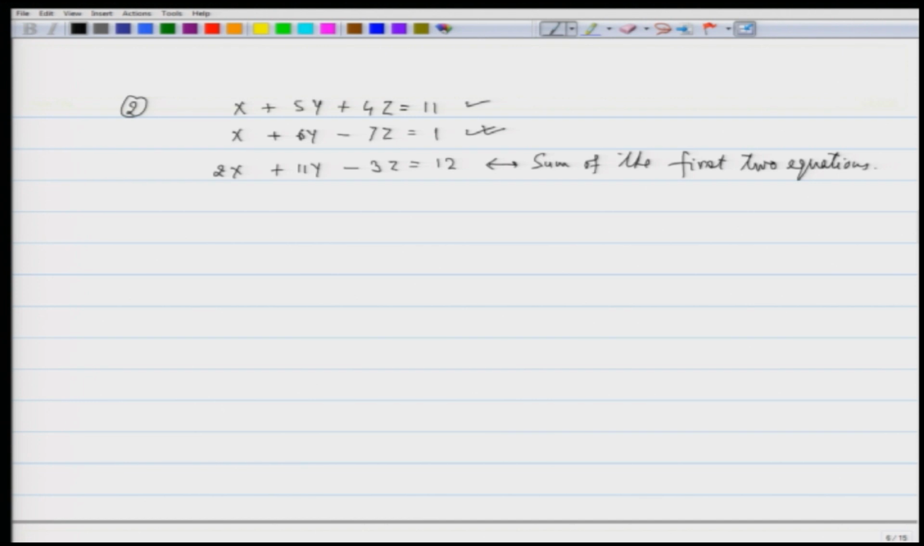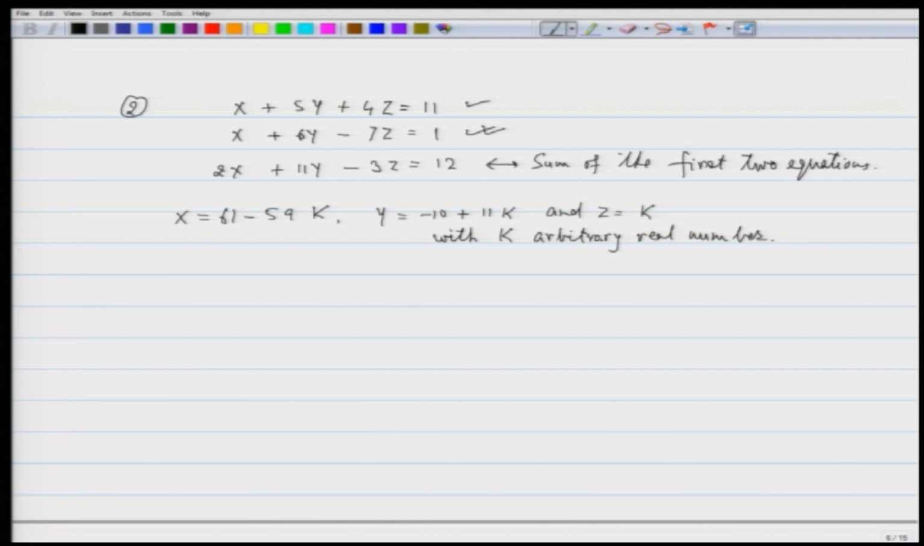I would like you to verify that the solution here is x equal to 61 minus 59k, y is minus 10 plus 11k, and z is equal to k, with k arbitrary. I am not solving it here, I had done it myself earlier. So, we have already solved this.